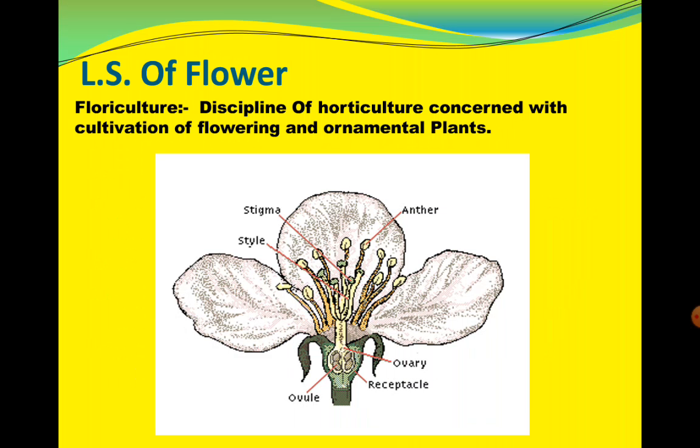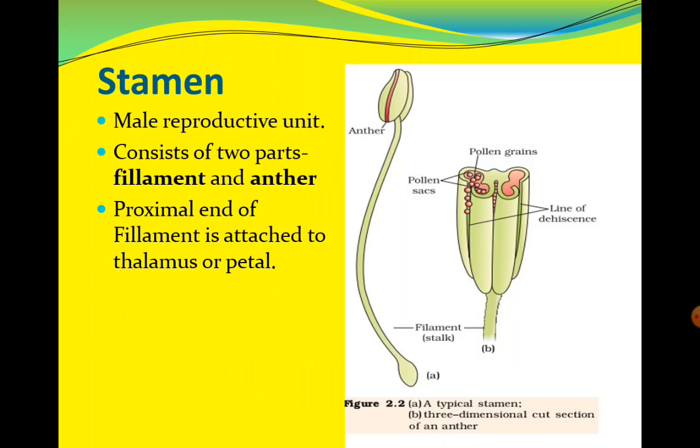One of the branches of horticulture that is concerned with the cultivation of flower and ornamental plant is called floriculture. Okay, let's see the stamen structure. Stamen is a male reproductive unit and it consists of two parts. One is anther and second is filament. Filament is attached with a thalamus via its proximal end and the distal end is attached with an anther.